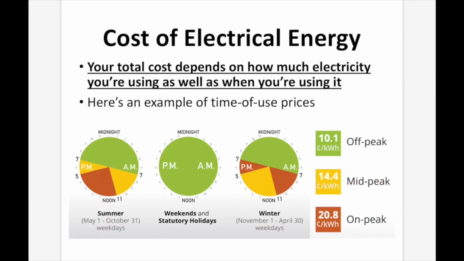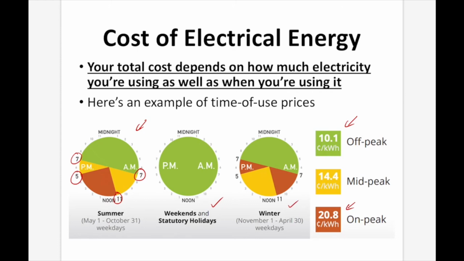So for instance, in the summer, if you take a look at the left chart here, you'll see between 7 and 7, so 7 p.m. to 7 a.m., it's going to be off-peak. So it's going to be the cheapest time to use electricity. But between 11 and 5 in the summer, that's going to be your on-peak. And you can see that it's twice as much. So it costs twice as much to use electricity during those times compared to the off-peak. And then you have mid-peak hours in between. And then it changes depending on when it is. So weekends, statutory holidays, and then in the winter it changes again.